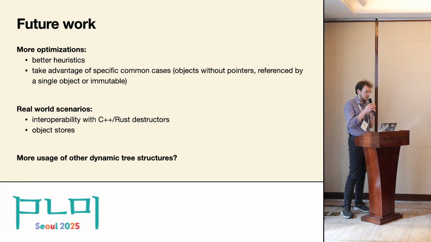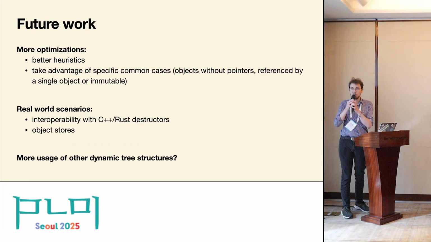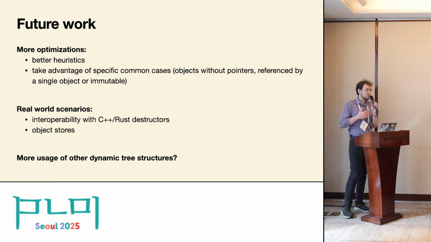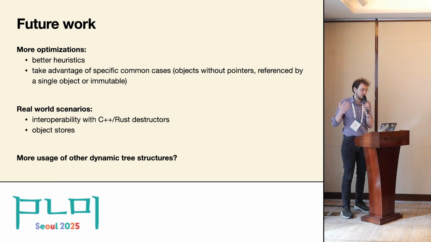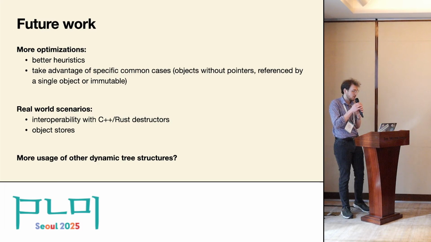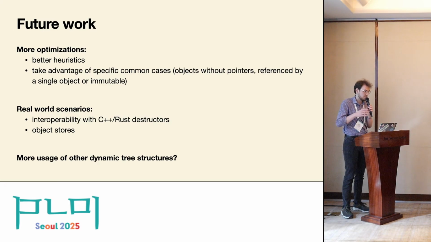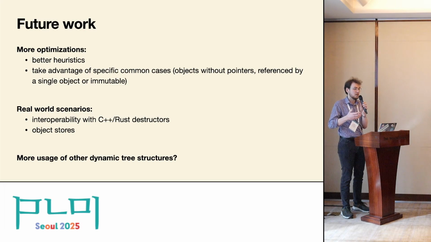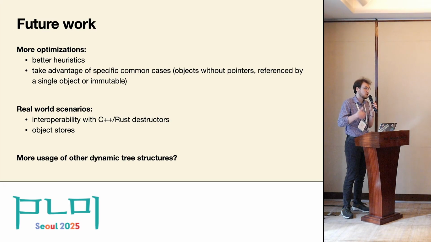So what is the future work? There's a couple directions that we can go from here. One direction is to have more optimization to make this algorithm faster, for example, using better heuristics. Another idea is to use language information, such as we know that certain structures cannot contain cyclic references, so we don't need to actually use all of this logic, and we could use a reference counter, for example, for part of the reference graph.